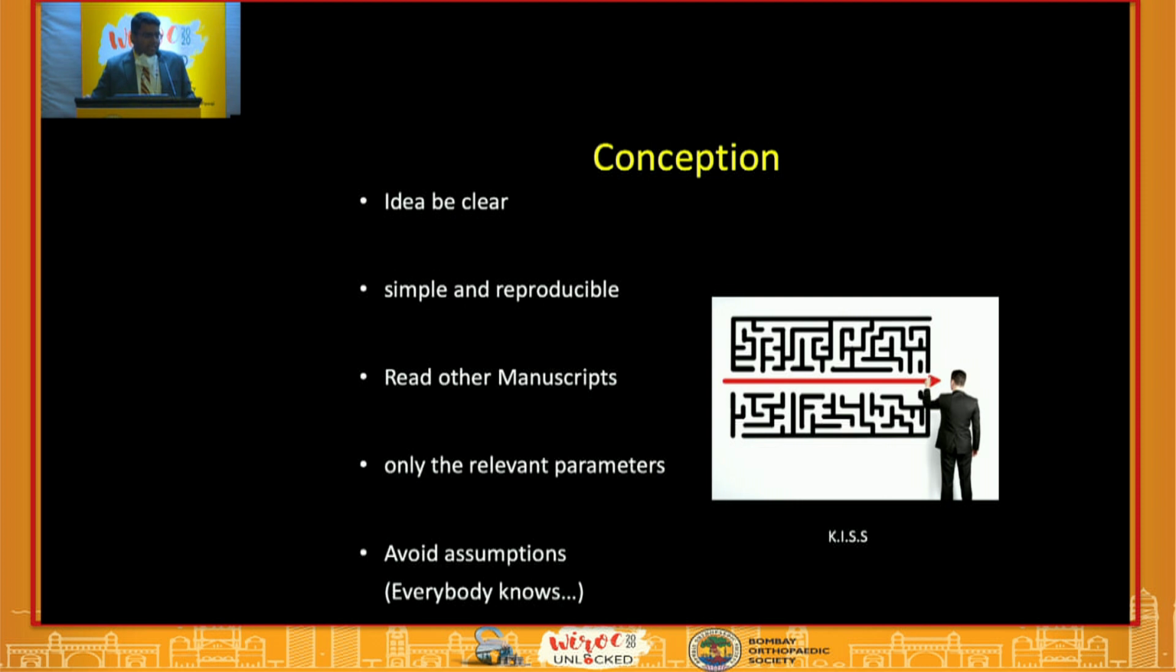Once that is done, the next important step is how do we read and get clarity on the topic? That comes by reading other manuscripts that have already been published, and that is the only step that gives you additional clarity. It gives you what parameters you need to study. How do we be clear and crisp in our way of thinking and putting pen to paper? It helps us avoid assumptions. What is there in an ankle fracture, you would say?